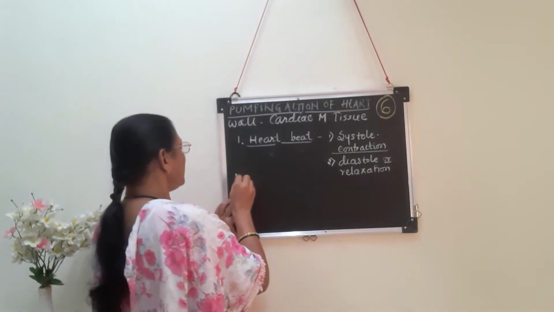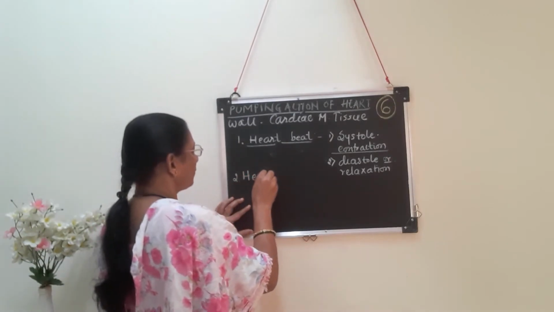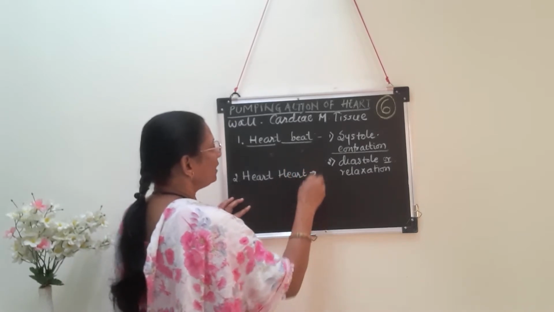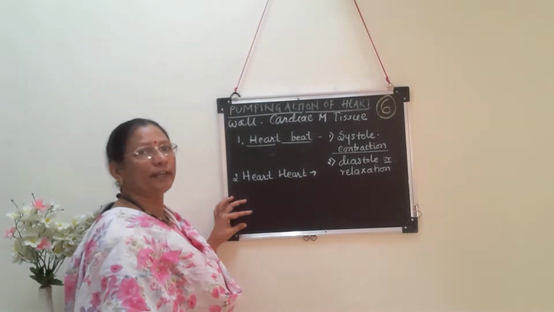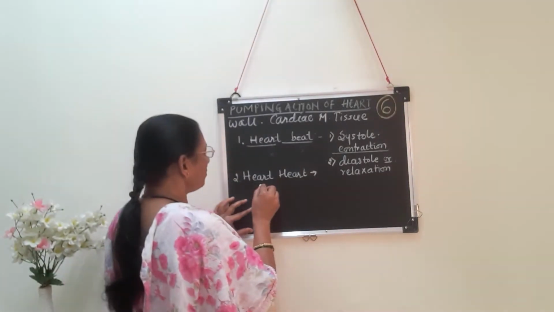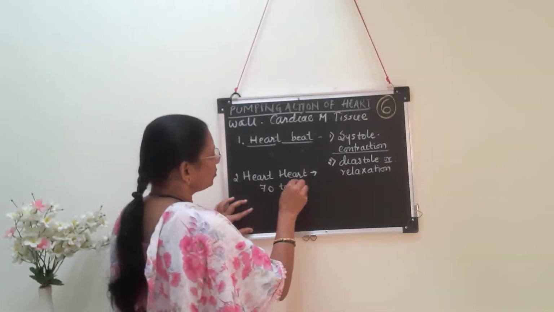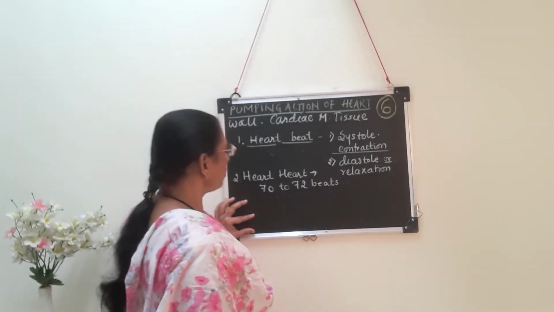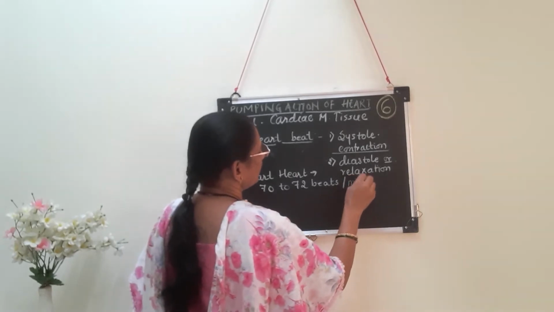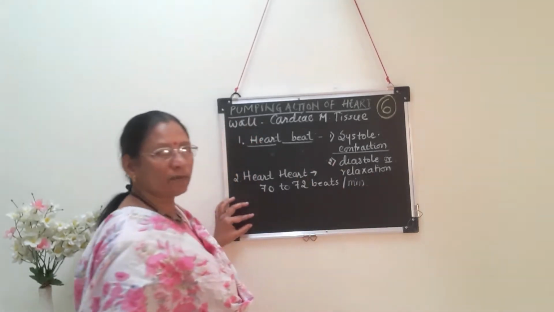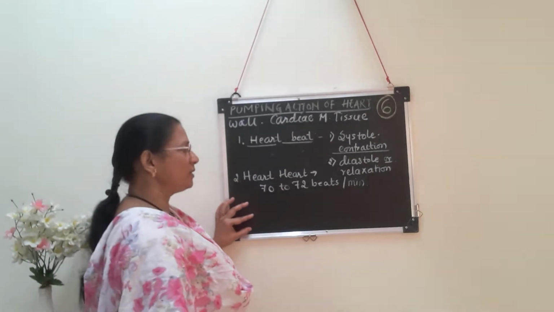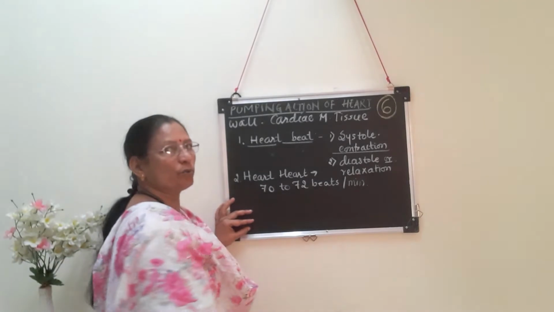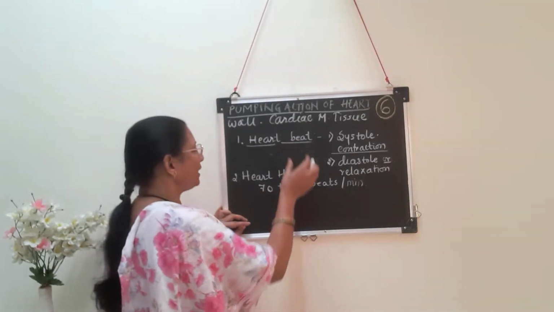The next term we have to study is heart rate. I think all of you know that in 1 minute the heart beats how many times? This beating of heart per minute is 70 to 72 beats per minute, and this is called heart rate. So what is heart rate? It is the beating action of heart per minute, that is contraction and relaxation of heart per minute, and its number is about 70 to 72 beats per minute. So, heartbeat and heart rate.